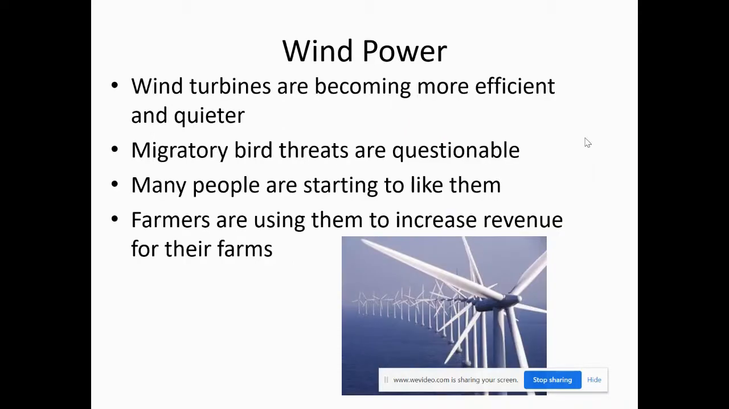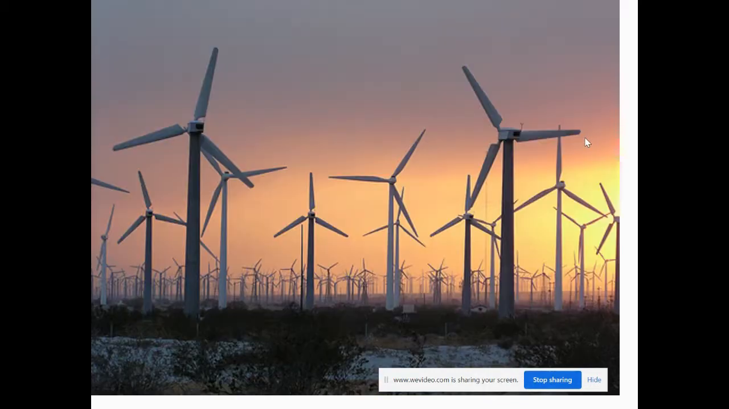The important thing is wind turbines are getting more efficient and quieter. If they're noisy, they're wasting energy. The migratory bird threats have been questionable. Even the Audubon Society said that birds have a better odd with wind turbines than mountaintop removal and climate change. A lot of the migratory bird studies were actually sponsored by the American Coal Association too. Farmers and schools are trying to use them to increase revenue for their properties, and they're kind of awesome.